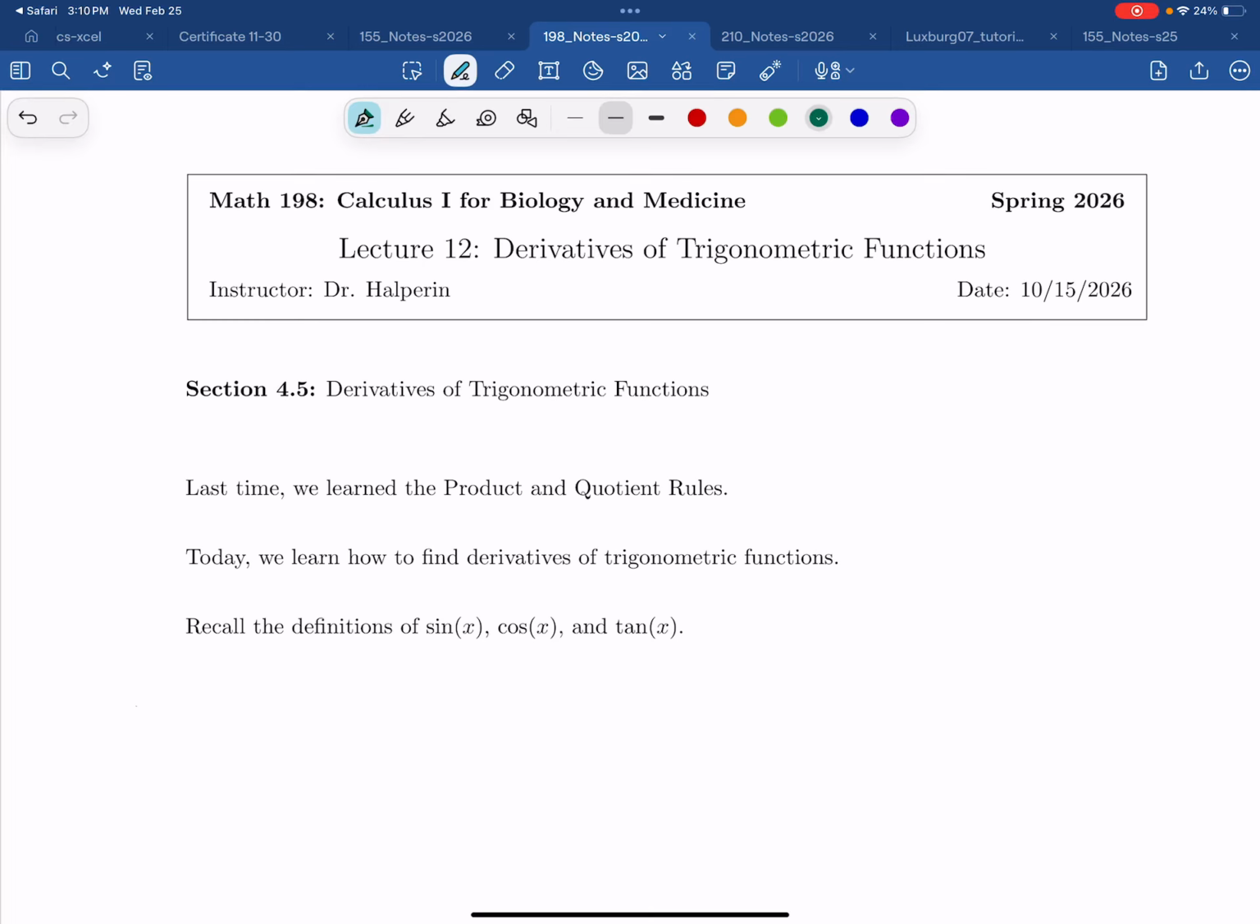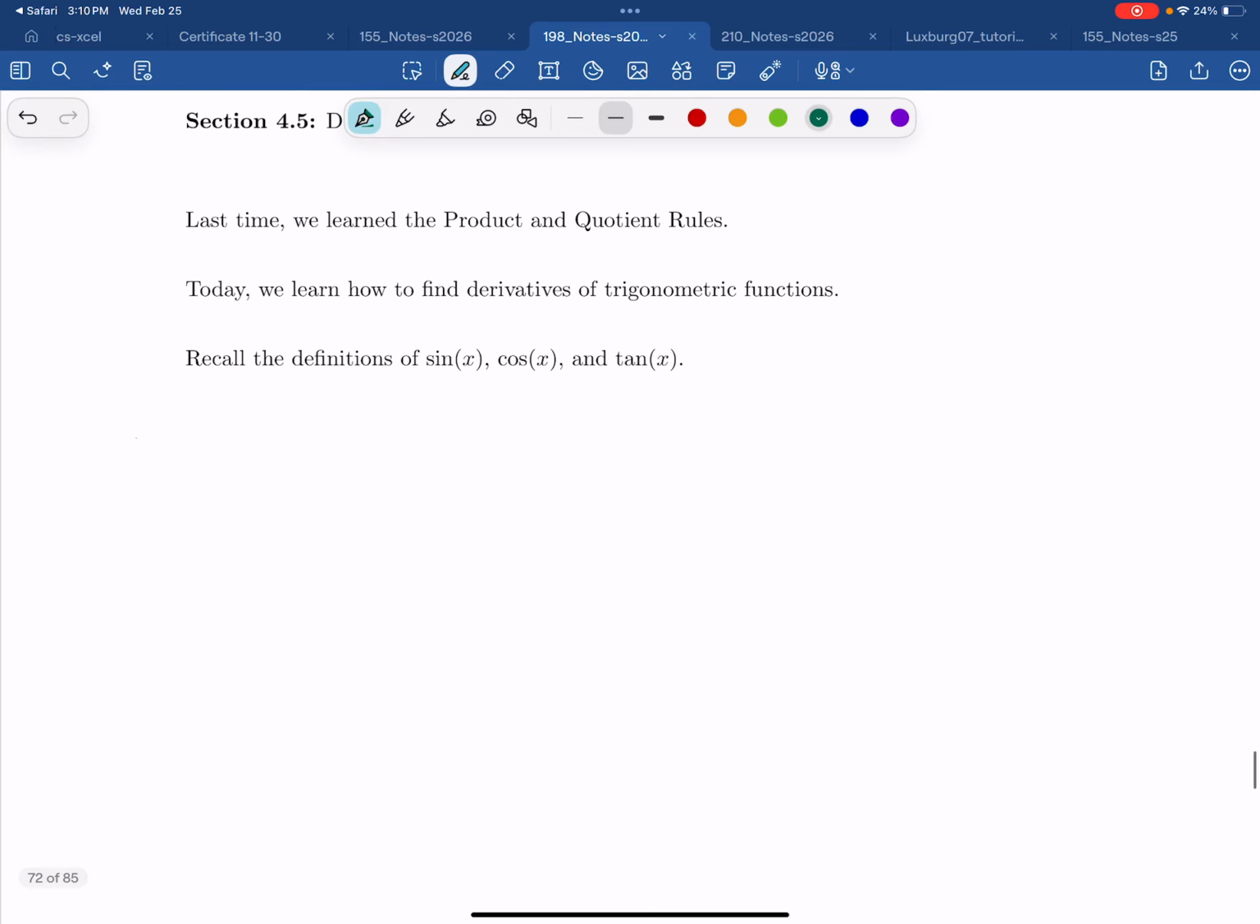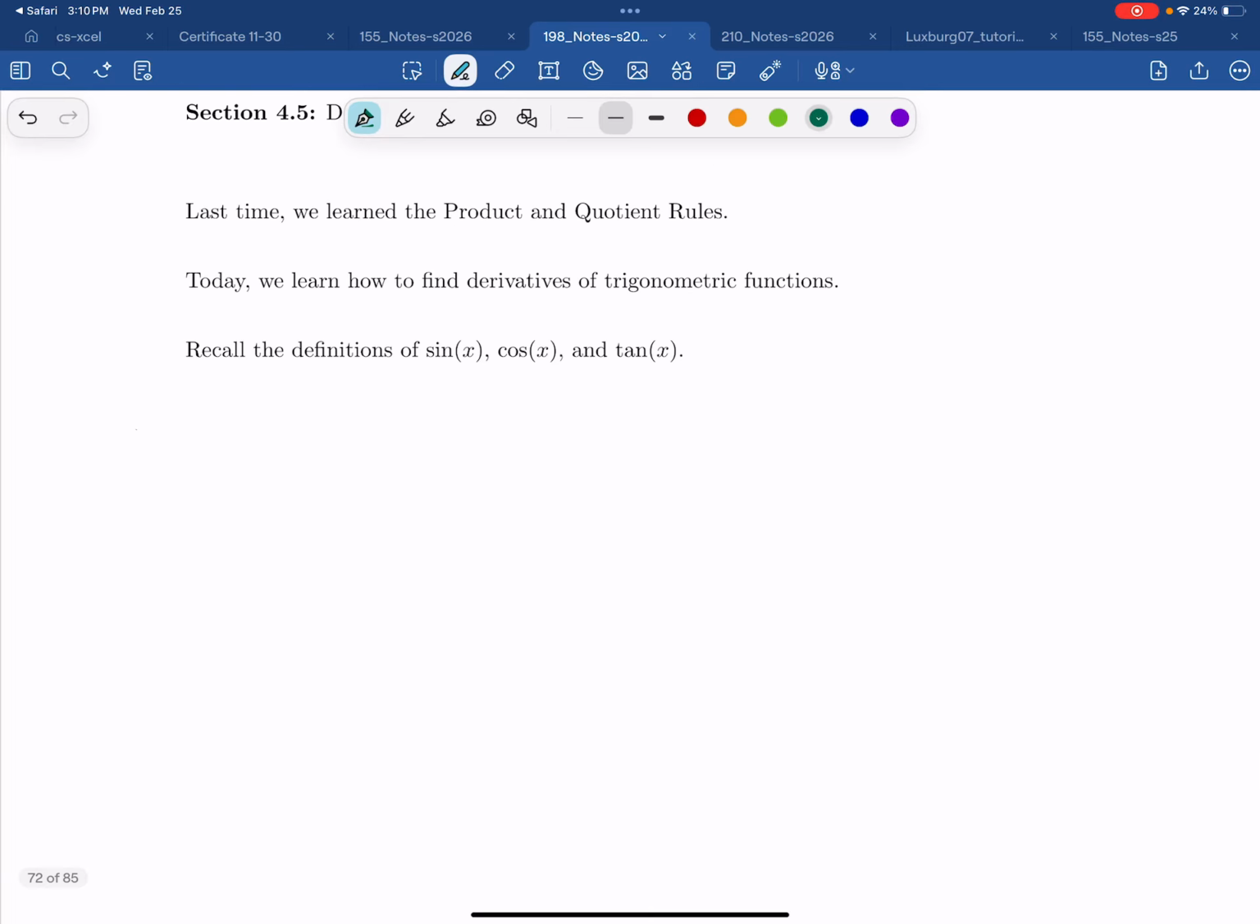This is section 4.5, derivatives of trigonometric functions. We're going to learn how to take derivatives of trigonometric functions, but first we're going to review the basics of trigonometry. So this is for if you're somewhat unfamiliar with the trig functions, etc.